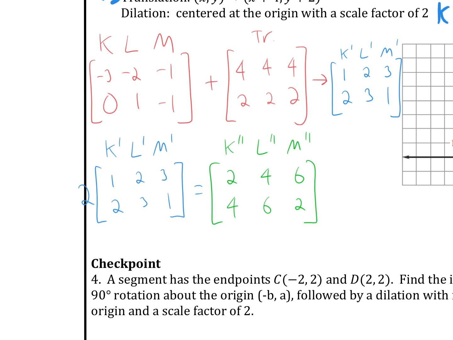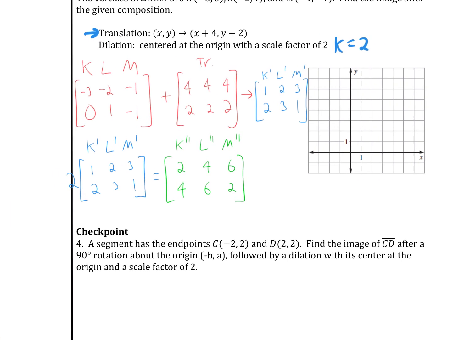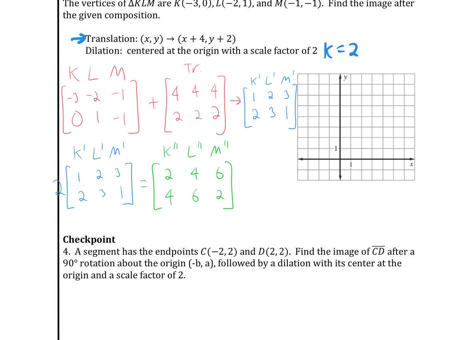Okay? All right, so let's graph all these now. Let's do the red first. So K, L, and M. -3, 0 is K. -2, +1 is L. And -1, -1 is M. Dashed line, that's where we started. Okay, so that's the original figure.